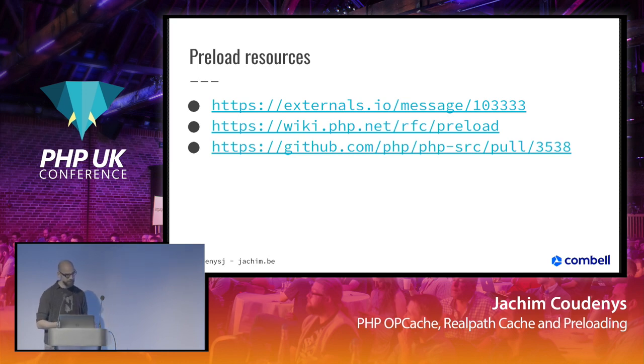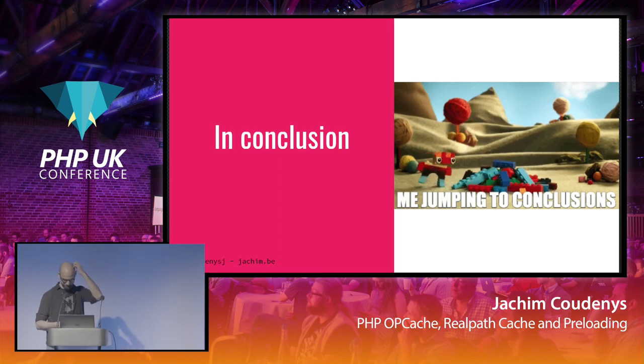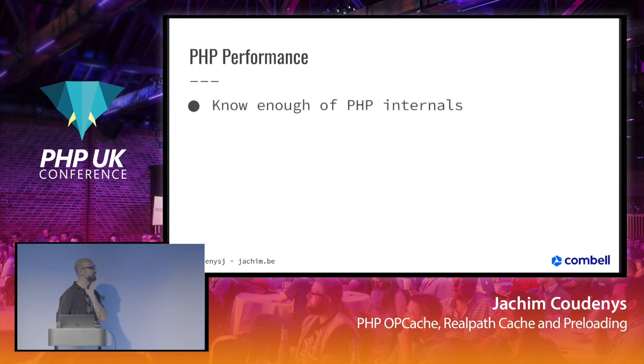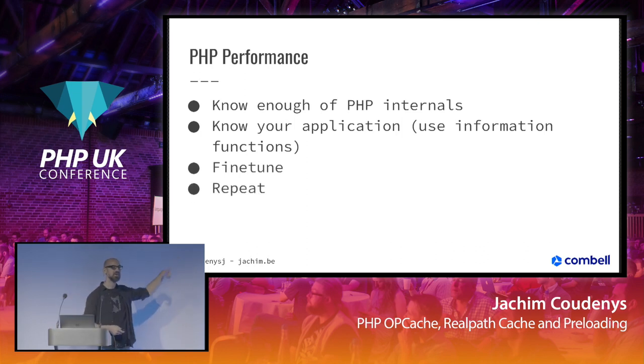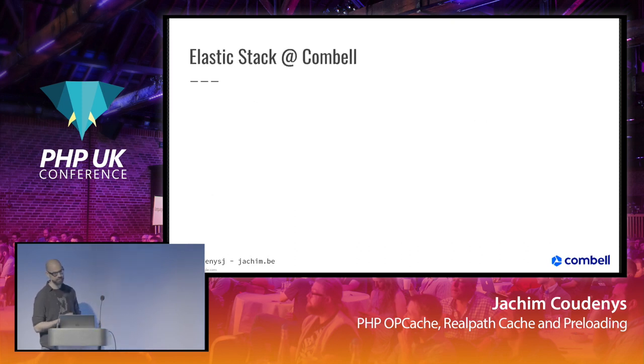So, in conclusion, about PHP performance: know enough about the PHP internals. How does OPCache work? How does all the loading work? Know how your application works, and that depends a lot. So use the OPCache status to get real-time information about your application: if you have restarts, if you lose a lot of memory and so on. Then take that information, fine-tune your settings, and most importantly, repeat. Because if you double the memory because your OPCache is full, and you have a huge application, you could have another full memory, and you'd have to reiterate. So make sure that you keep inspecting your performance.